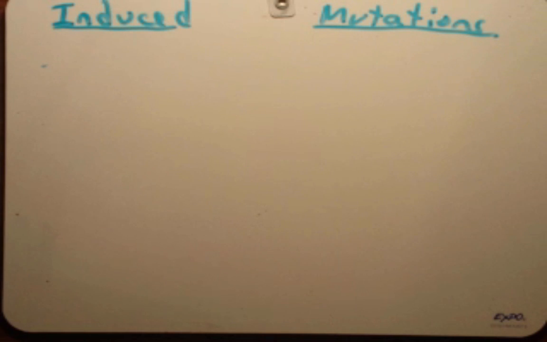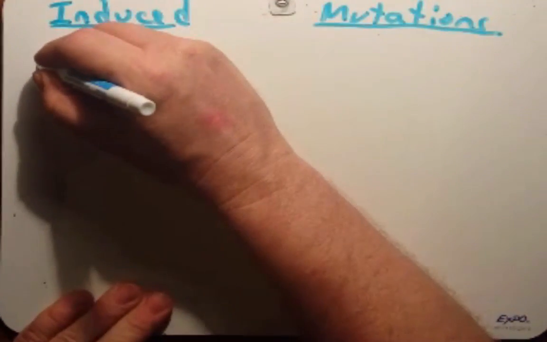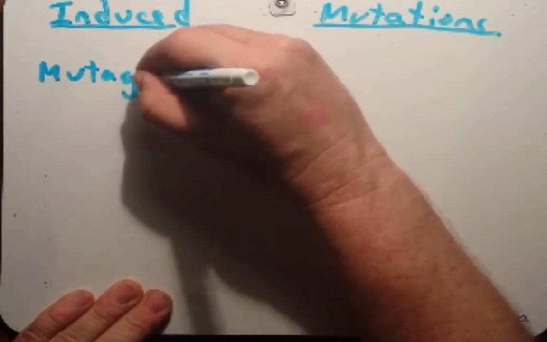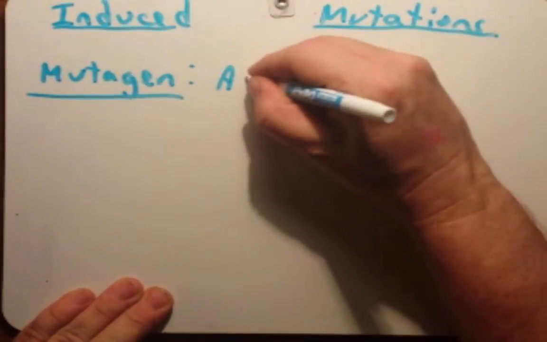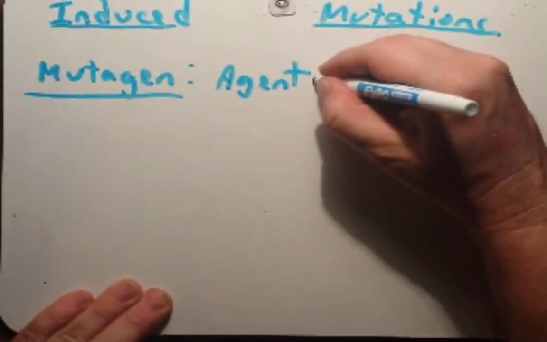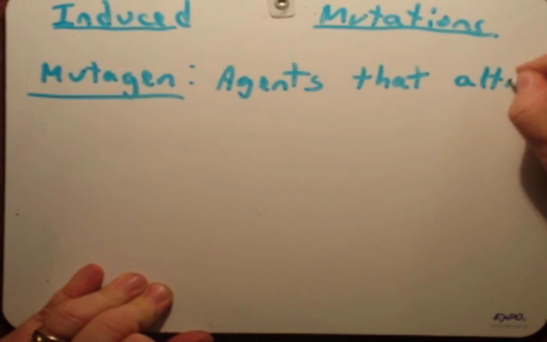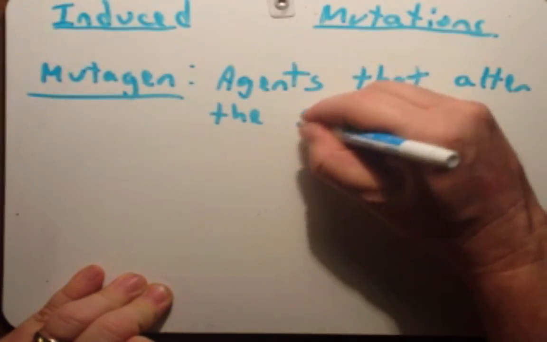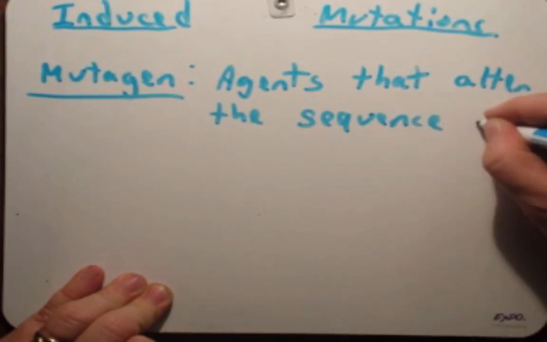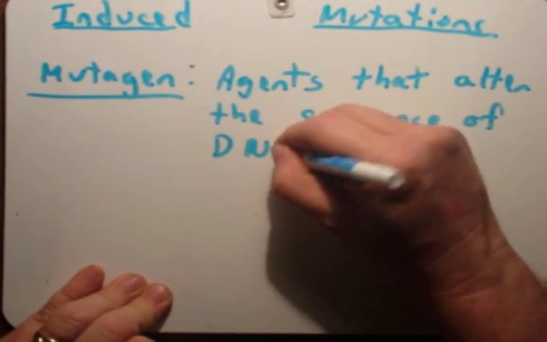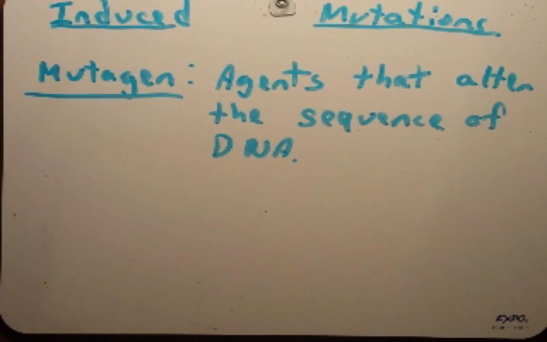As we said before, an induced mutation is one that is caused by some sort of environmental or external factor that changes the sequence of a DNA. So critical to the understanding of induced mutations, we have to talk about this term here, and that is a mutagen. What is a mutagen? Well, a mutagen is that agent, that external or environmental factor, but we'll just call it an agent. Agents that alter the sequence of DNA. And this is an external factor. It's nothing generated internally. It's an external factor.